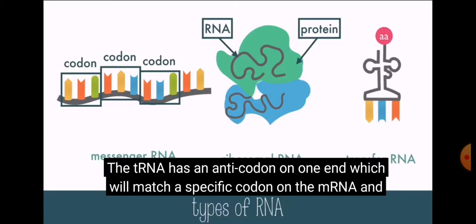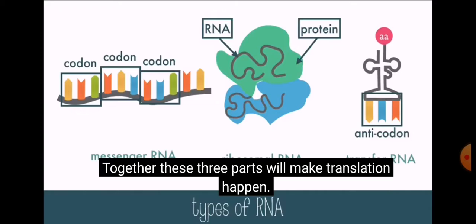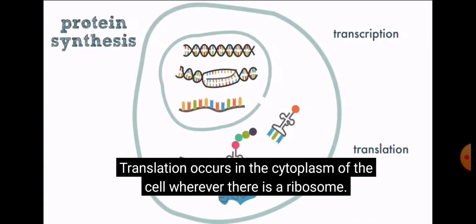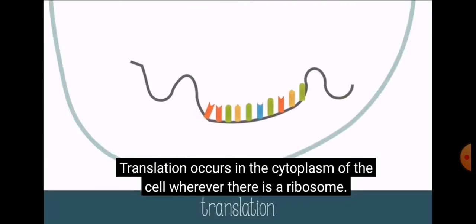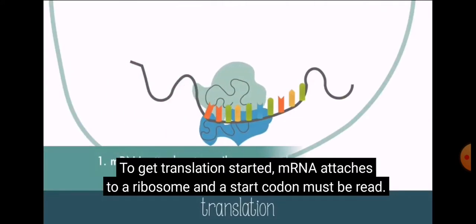The tRNA has an anticodon on one end, which will match a specific codon on the mRNA, and has a specific amino acid on the other end. Together, these 3 parts will make translation happen. Translation occurs in the cytoplasm of the cell wherever there's a ribosome. To get translation started, mRNA attaches to a ribosome, and a start codon must be read.